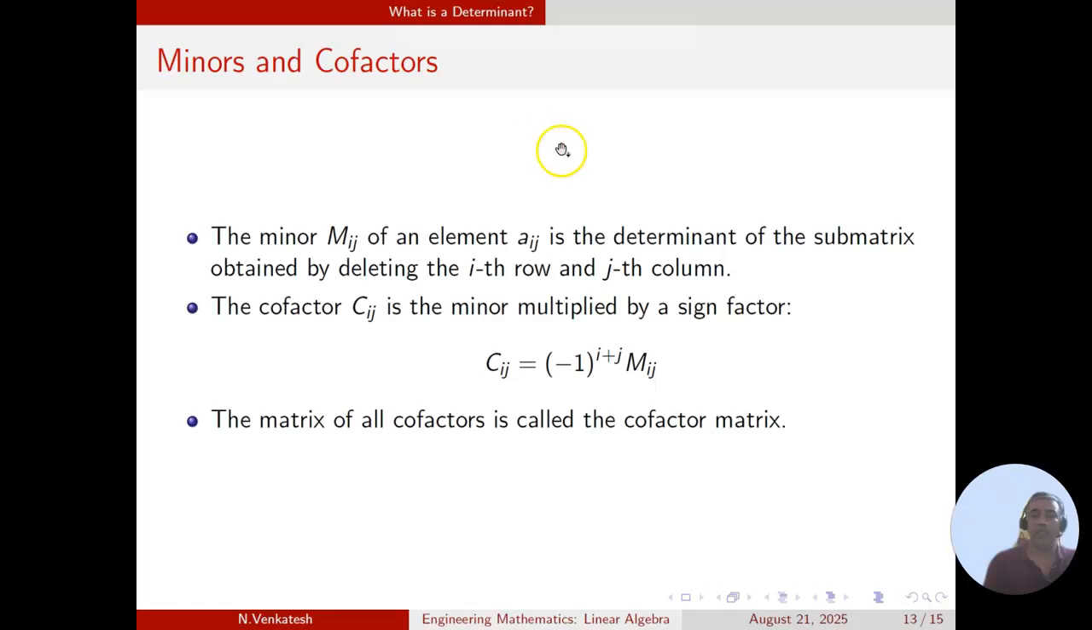and remaining elements you consider as a submatrix, and for that you find out the determinant, and the cofactor is that minor multiplied by some sign factor, that is minus 1 power i plus j, that gives you a cofactor. And if you write cofactors for every element, you can find the cofactor. So if you write all cofactors of all the elements in a matrix, then it becomes a cofactor matrix.